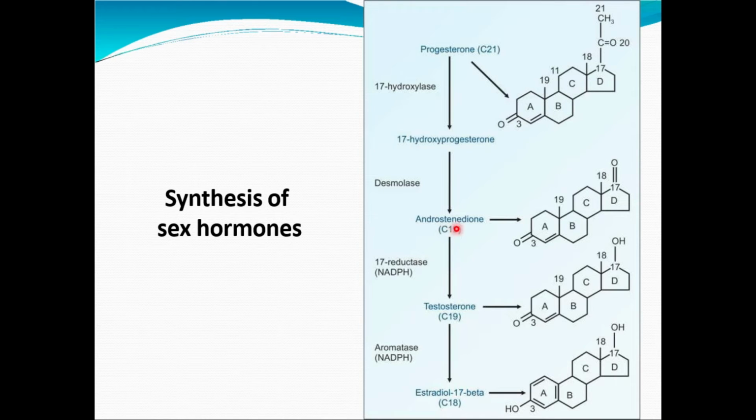This androstenedione molecule, which is a 19-carbon molecule, is converted to testosterone with the help of 17-reductase, an NADPH-dependent enzyme, which introduces an alcohol or hydroxyl group in place of the ketone. Testosterone is then aromatized, which is an NADPH-dependent step, and is converted to estradiol, with a 17 beta hydroxyl at the 17 position, and it is completely an 18-carbon molecule.